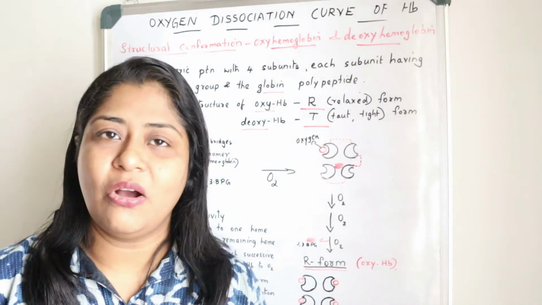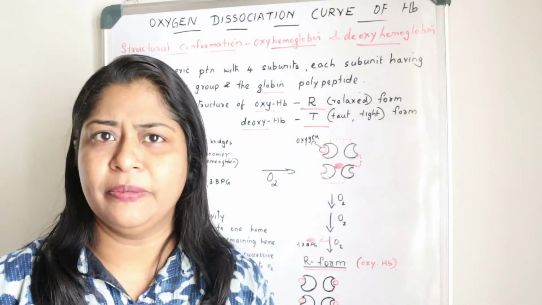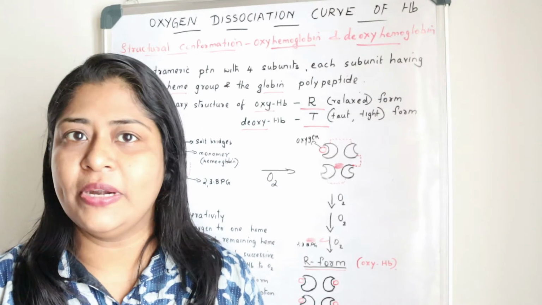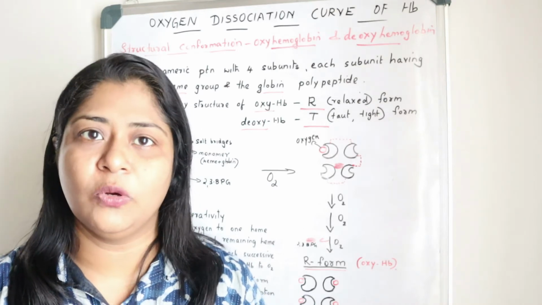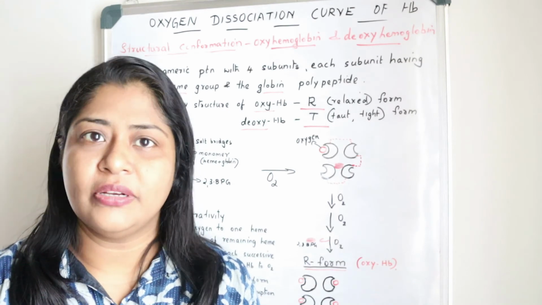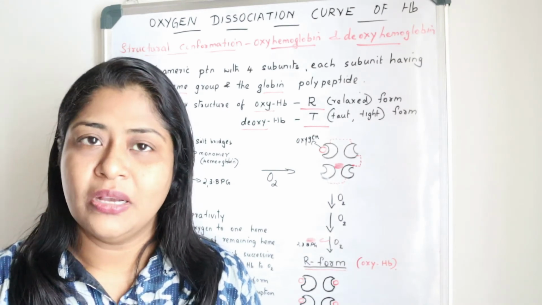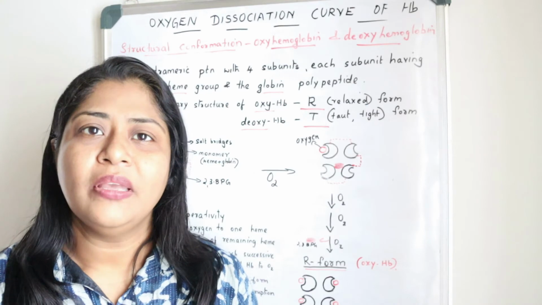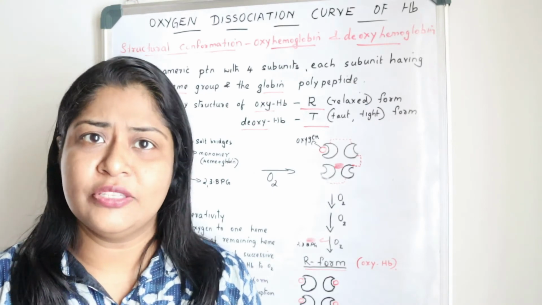Today's topic is the oxygen dissociation curve of hemoglobin. Before going to this ODC, we can have a look at the structure of hemoglobin. Already I have uploaded one video discussing the structure and synthesis of heme, so have a look at that. And we can briefly see the structure of the hemoglobin.